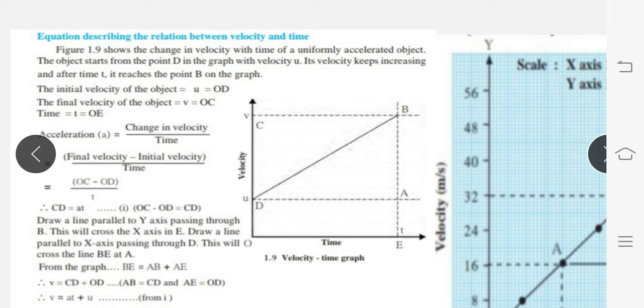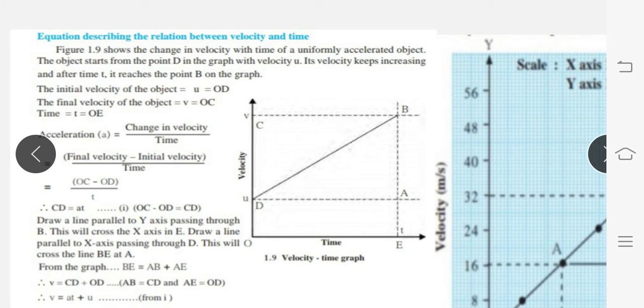So the initial velocity of the object u is OD. Here O and D, this segment, represent the initial velocity of the object. The final velocity of the object v is OC. Here is O and C. If OD is u, then AE is also u. If OC is v, then EB is also v. Now time is OE. This segment O and E denotes time t.